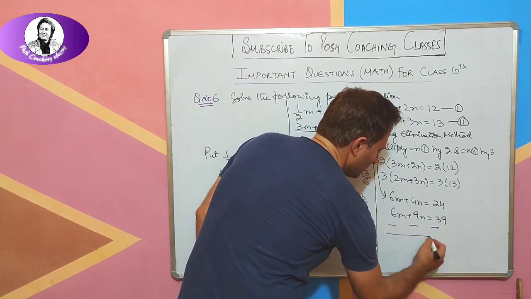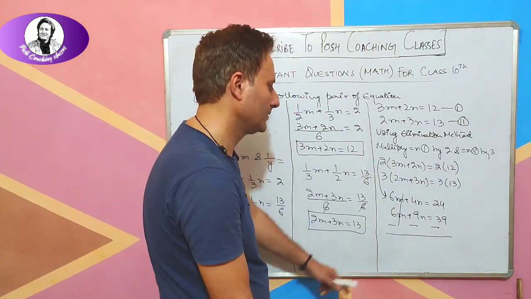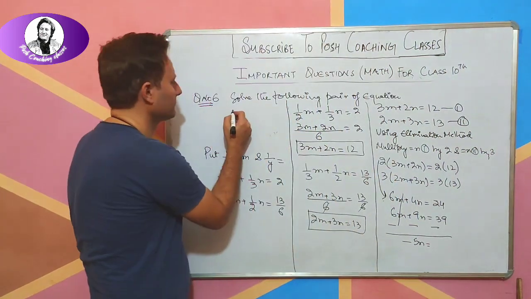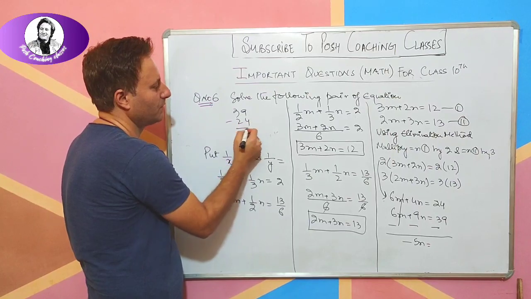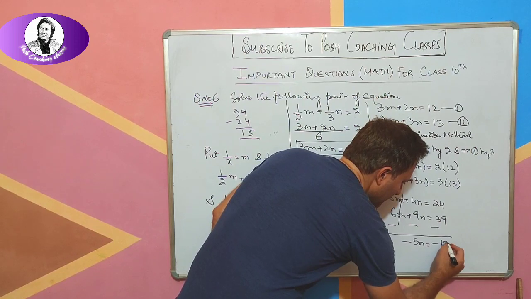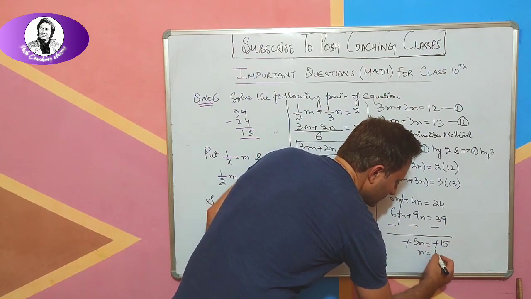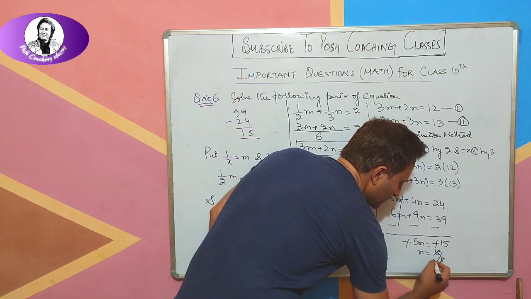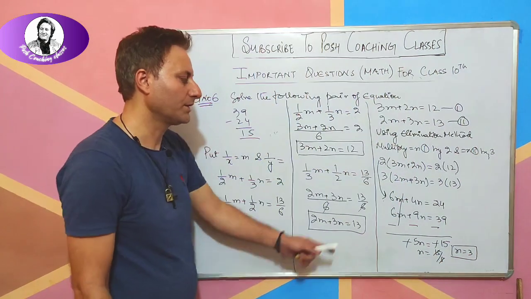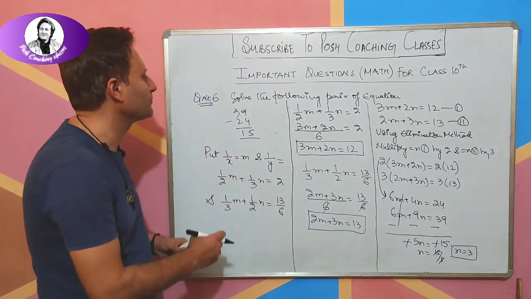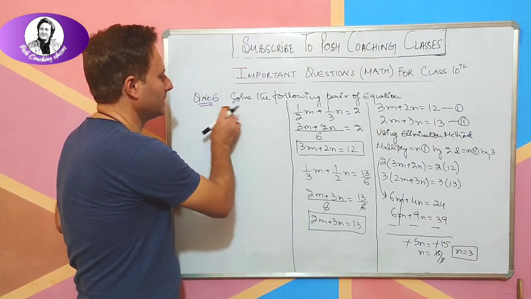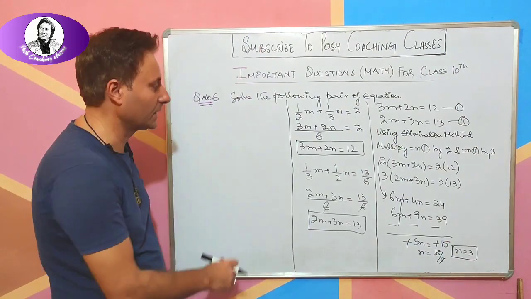Change the signs. 6m gone. Minus 5n, 39 minus 24, 5, 1. So I have minus 15. Minus goes, n is equal to 15 upon 5. So n is equal to 3. This is what I got. So n is 3. Now the question doesn't end here because we need to find m as well.